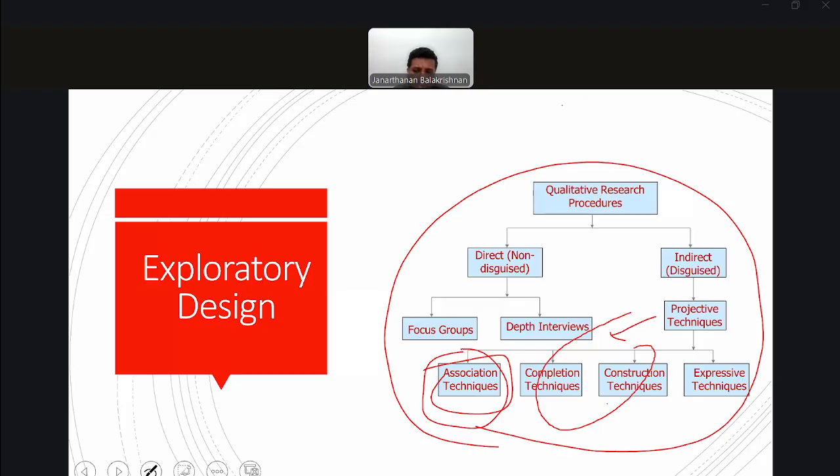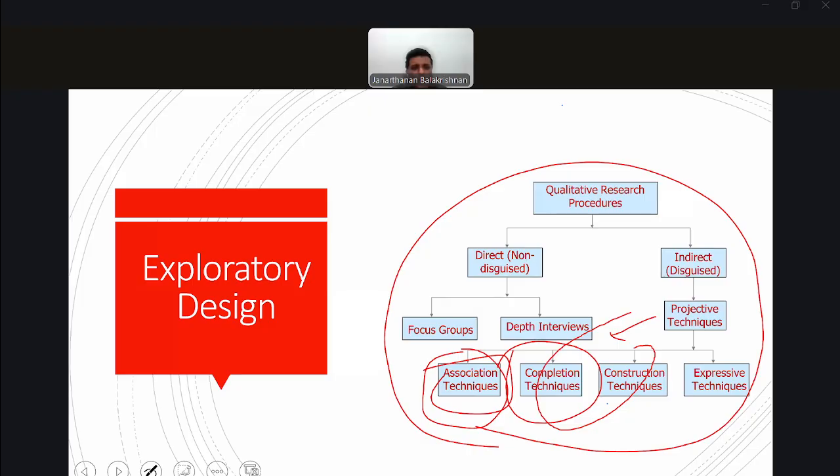Completion techniques. For example, some people will complete a story like this: a turtle runs very fast, and then you put a space. A positive person will write, a turtle runs very fast and wins. And a negative person will write, a turtle runs very fast, suddenly it fell down and died. So these are some perceptual mechanisms that you use in completion techniques.